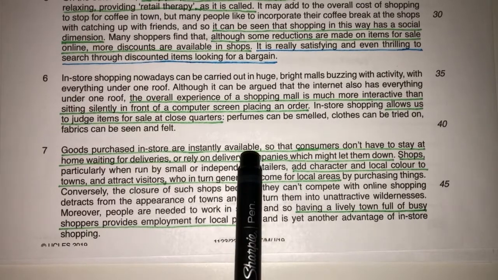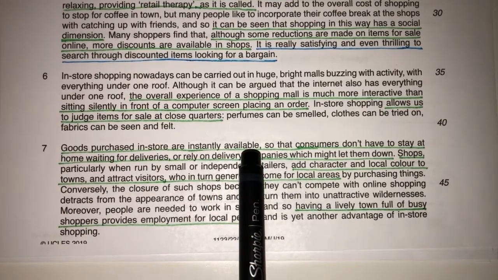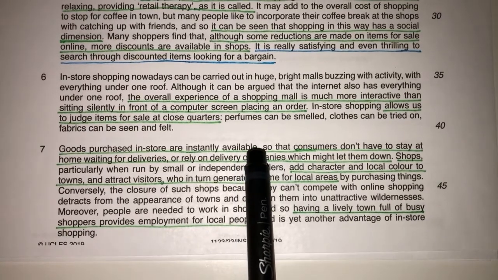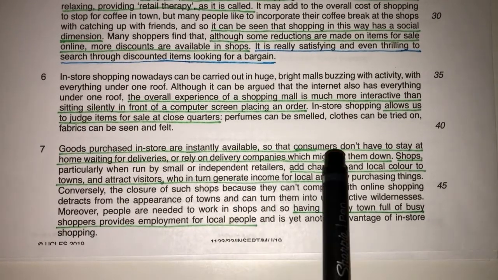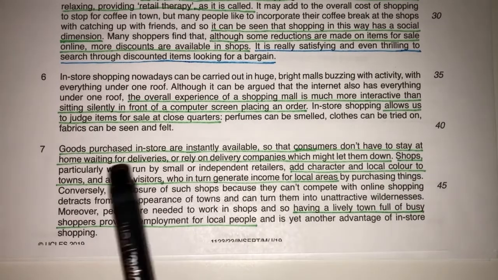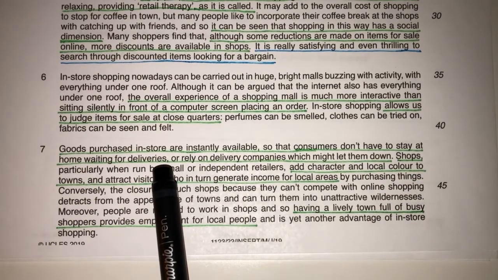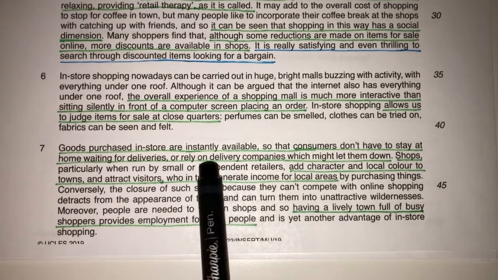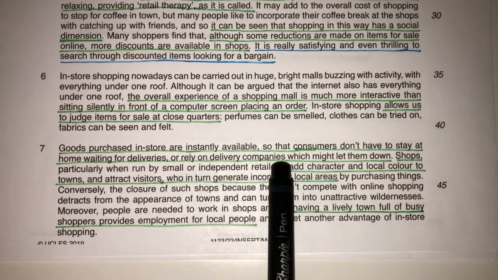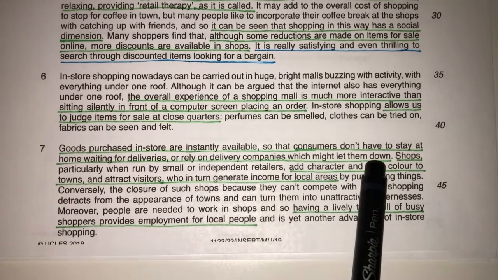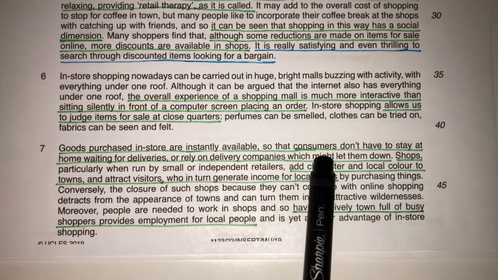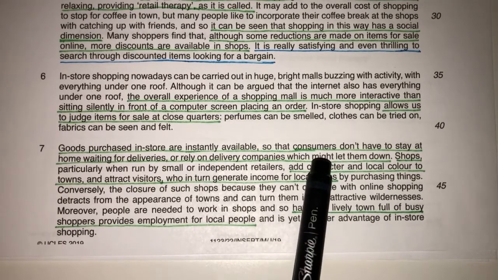with you, because they're there, they're in front of you. You just take it, you pay for it, and you go home with it. And you don't have to stay at home waiting for a delivery. And you don't have to rely on delivery companies, which might let you down. And by let you down, they mean that sometimes the delivery can take weeks.